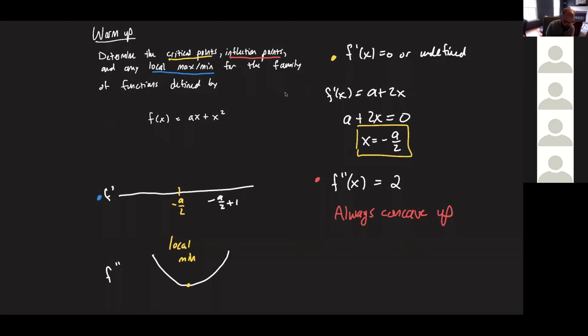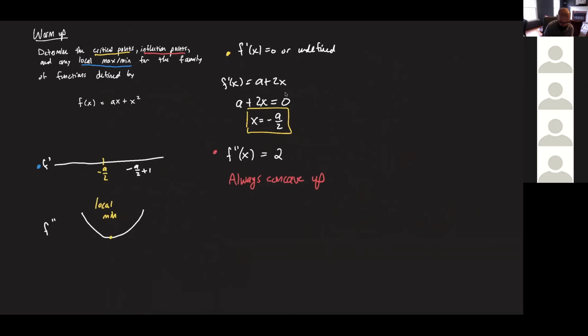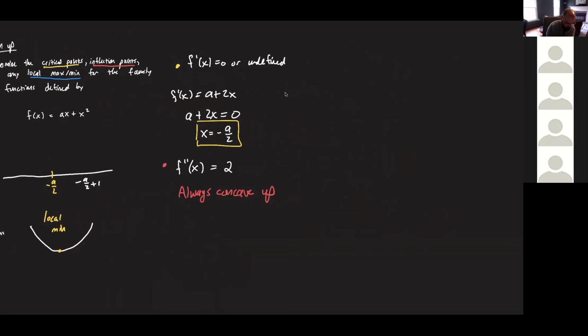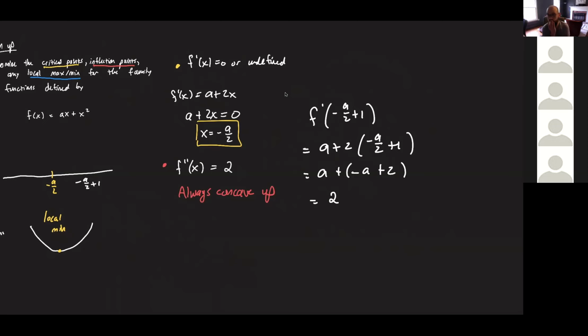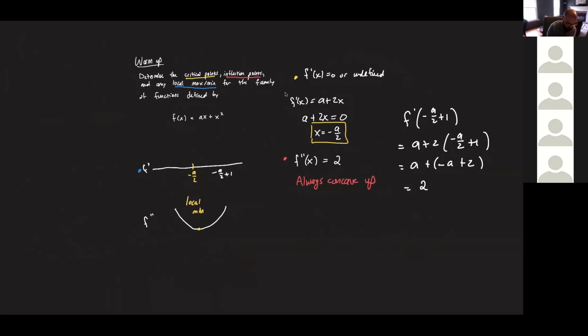So let's go ahead and do that. Let's plug in negative a over 2 plus 1. What is f prime of negative a over 2 plus 1? This is a plus 2 times negative a over 2 plus 1. You get a plus negative a plus 2, and so that equals 2, which is a positive number. So if I pick something to the right of negative a over 2, I'm going to get a positive number. Similarly, if I pick something to the left of negative a over 2, I'm going to get a negative number.